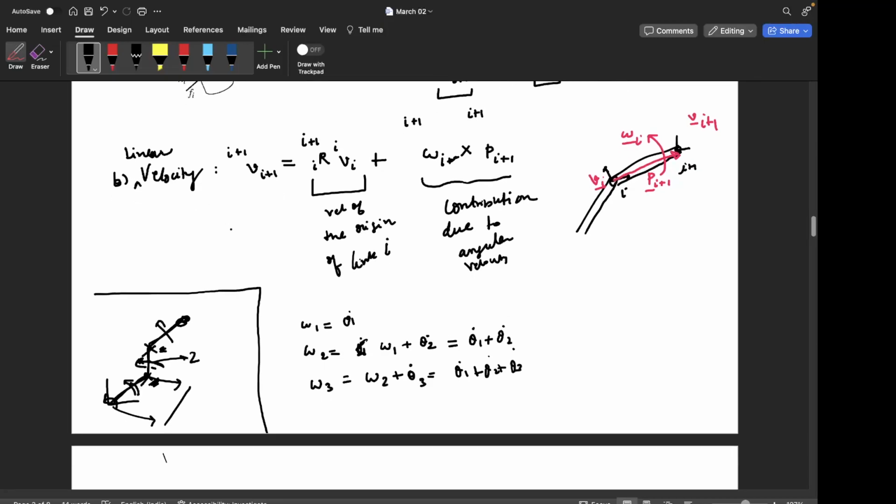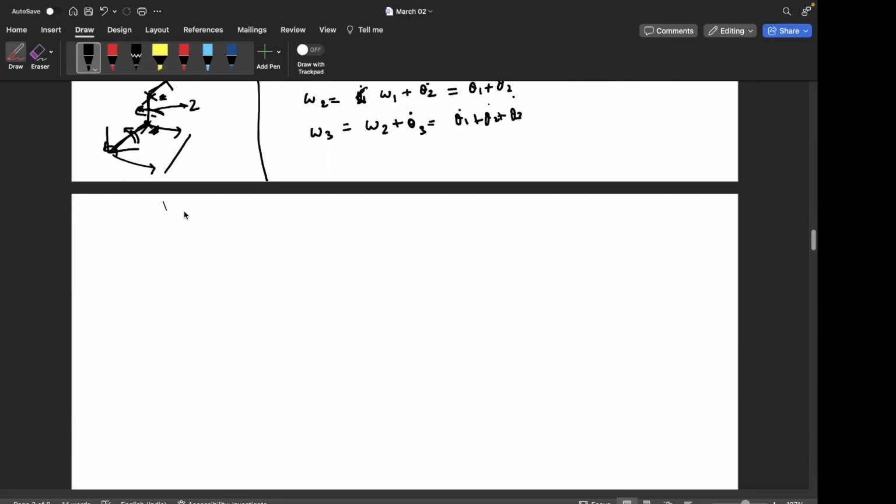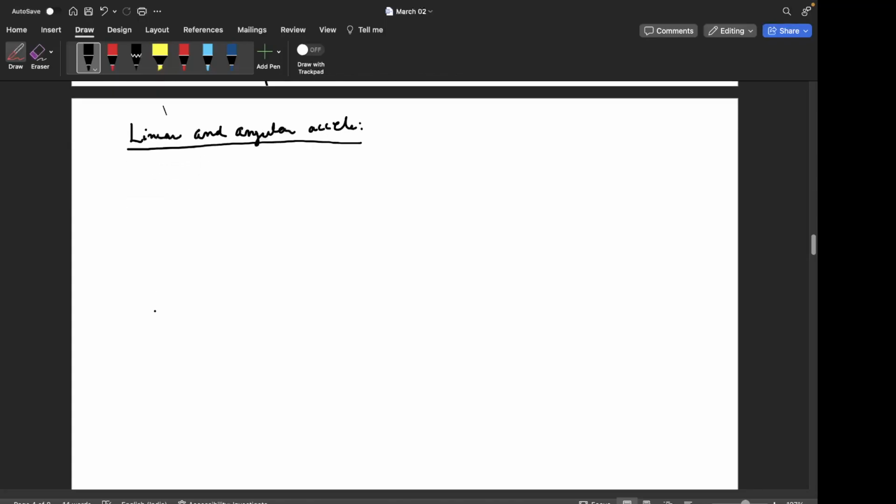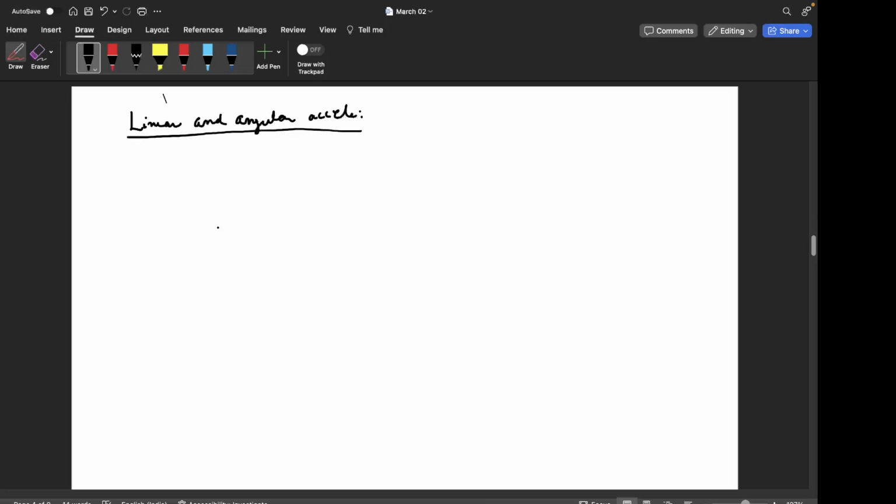So we have the velocity relations also. Now the new thing which we will see today is about the acceleration, so linear and angular accelerations. Linear acceleration, as by the name, is the differentiation of the linear velocity, and angular acceleration is the differentiation of the angular velocity with respect to time, both these quantities.